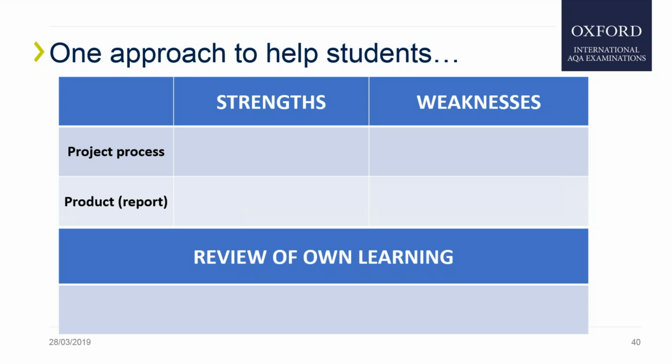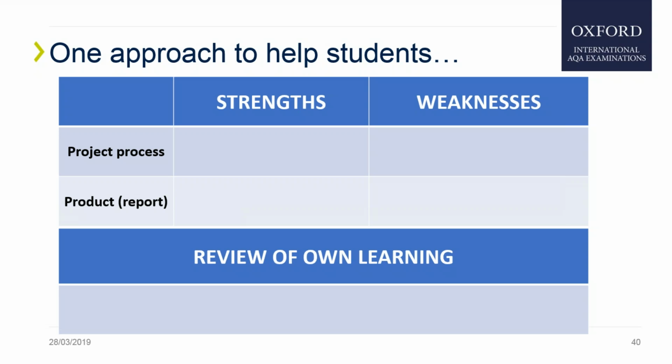So, you know, a weakness of the process might be that they didn't start planning until quite late, and then there was an element of rushing. Or a strength might be that their research was very thorough and they managed to really focus on some specific resources that they found. In terms of the report, a strength might be that they structured the report in an effective way and it helped the readers to understand what they were doing and it led naturally to the conclusion.